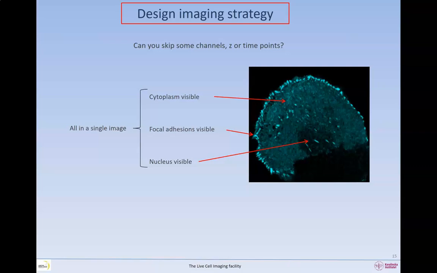So cut down any unnecessary sections, time points, or channels, and keep the minimum needed to answer your scientific question. By eliminating one element, you can gain light to use somewhere else.